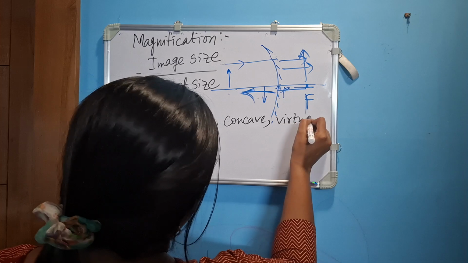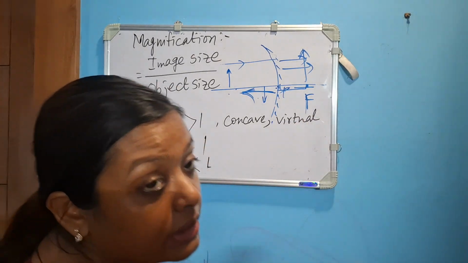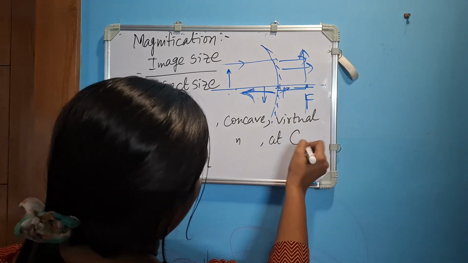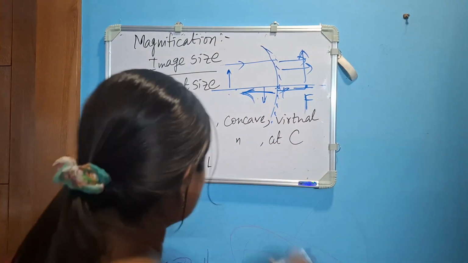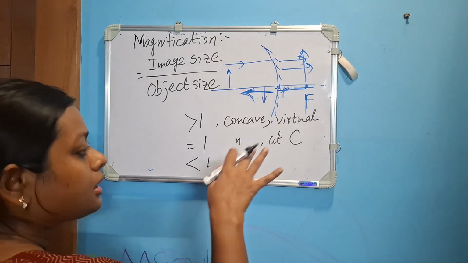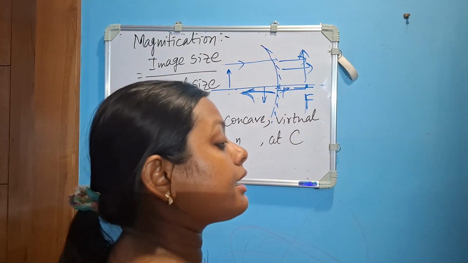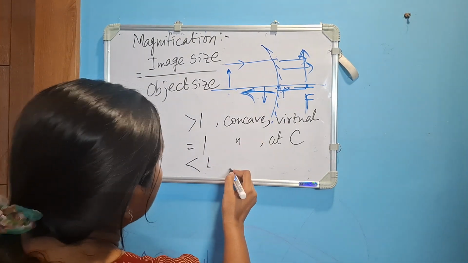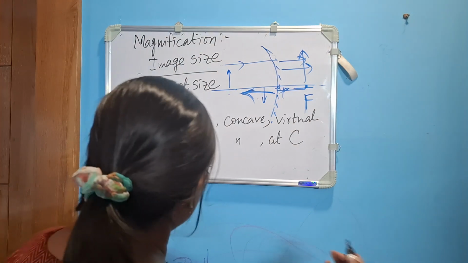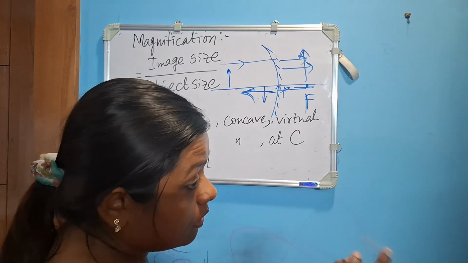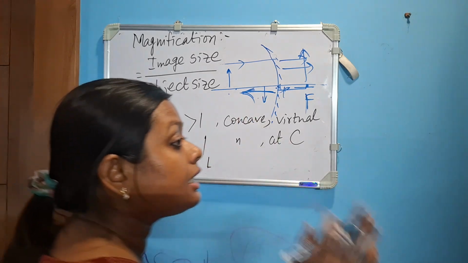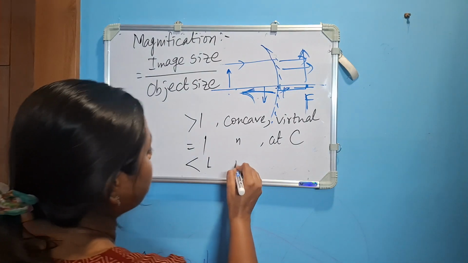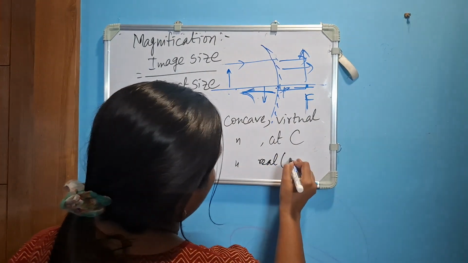Like for concave virtual, magnification is always greater than 1. And for concave, when the object is at C, the image is at C also, then magnification is 1, meaning same size. Also for the plane mirror magnification is 1. Now less than 1 is for the concave one when it is forming a real image, but only two cases: when the object is at infinity and when the object is beyond C.